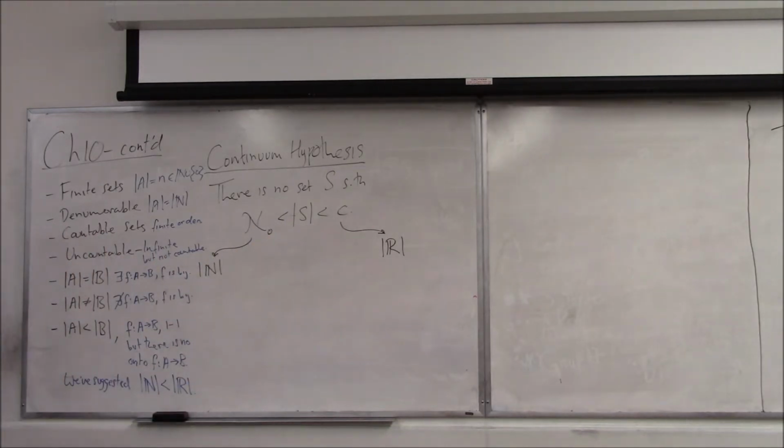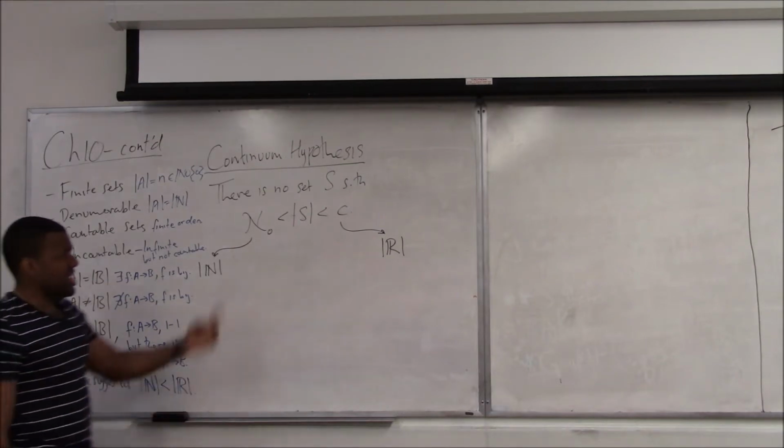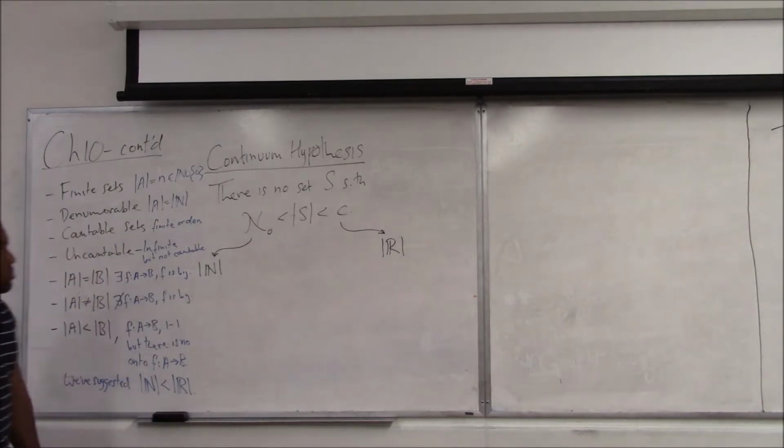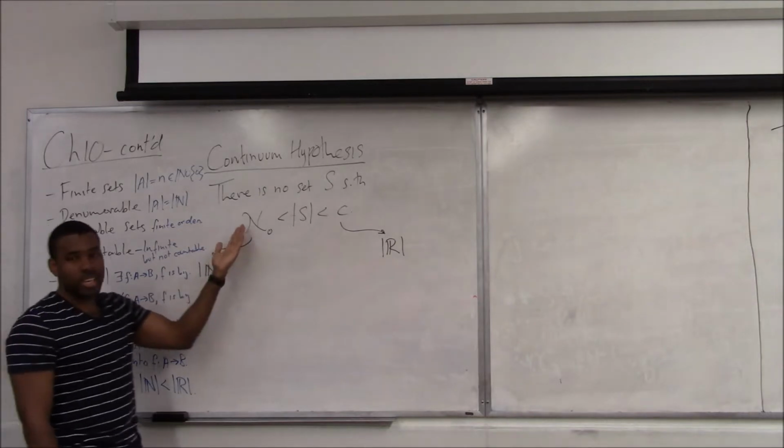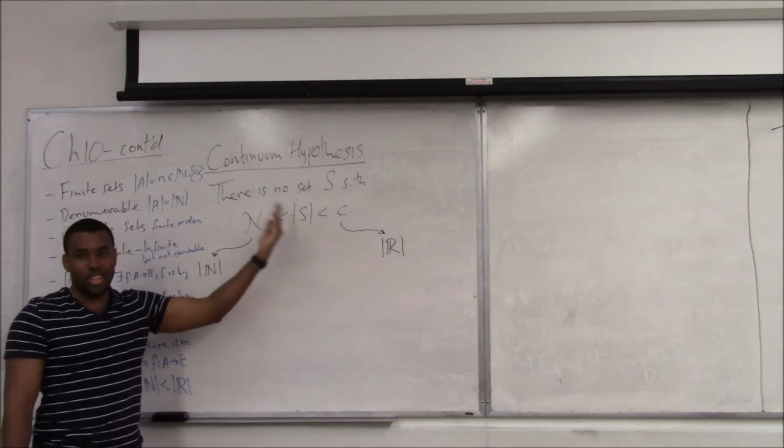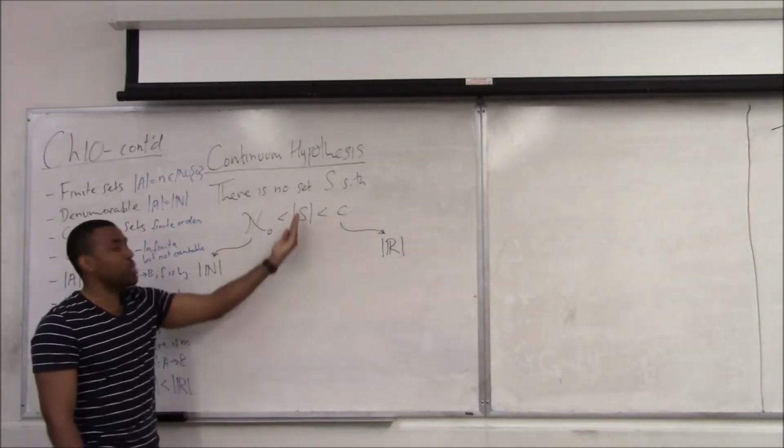And the continuum hypothesis is the assertion, or the hypothesis, that there is no guy in between. There is no infinity in between these two infinities. So this is the baby infinity, and that's their older sibling, and there were no children in between them.